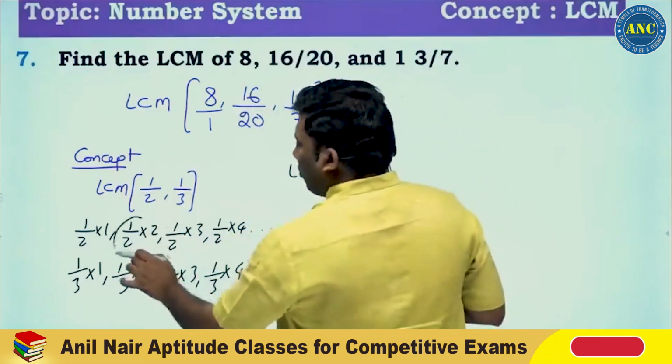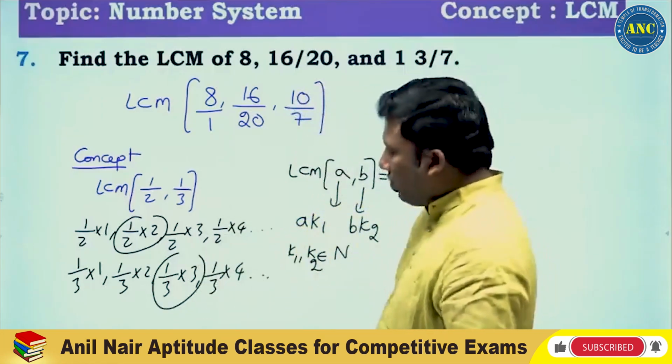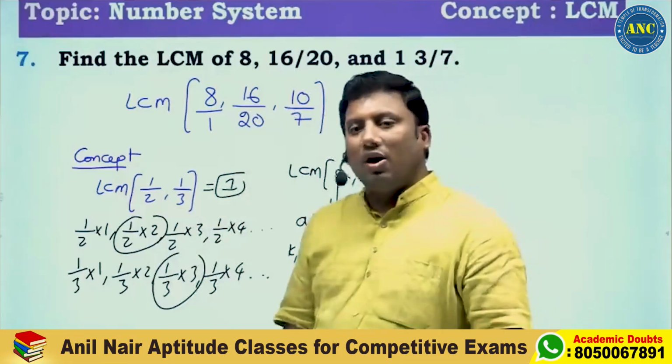1 by 2 into 2 is 1. 1 by 3 into 3 is 1. So, what is the answer I got? The answer I got is 1. Are you all with me?